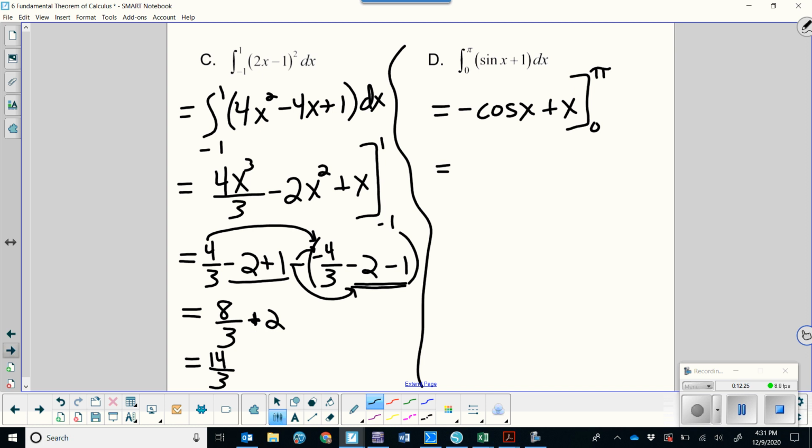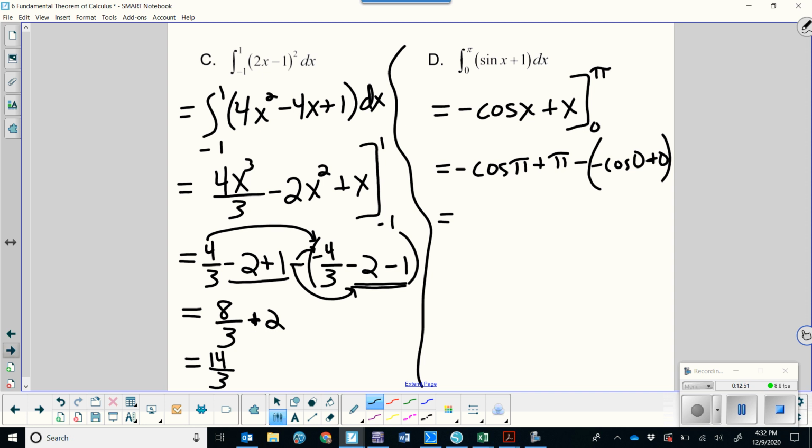So I'm going to plug in. So I'm going to write minus cosine pi plus pi minus parentheses minus cosine of 0 plus 0. And be careful, because a lot of times students want to just subtract 0. They're plugging in 0, so they think everything just becomes 0. But for example, cosine of 0 is not 0, so be careful about that.